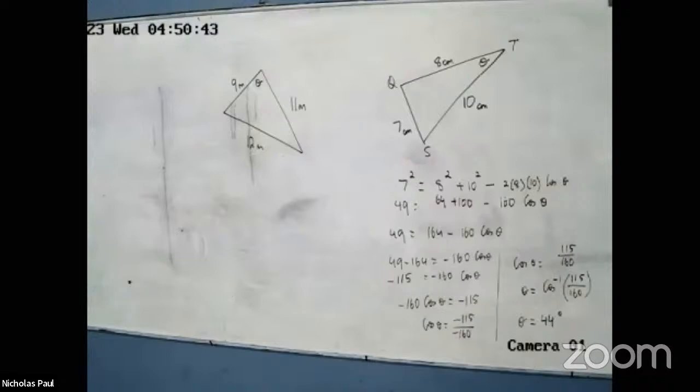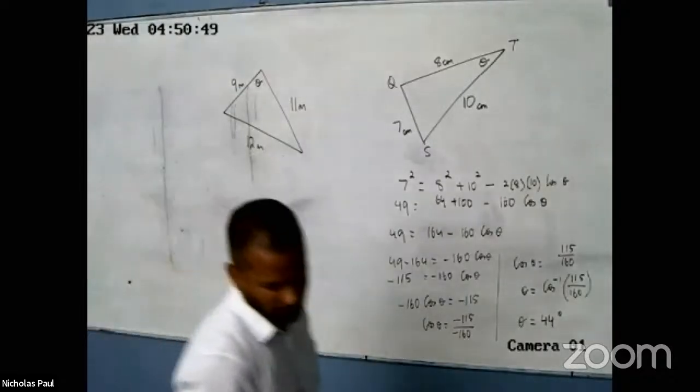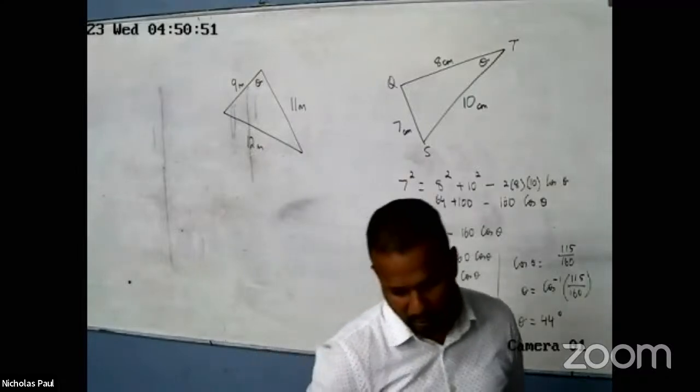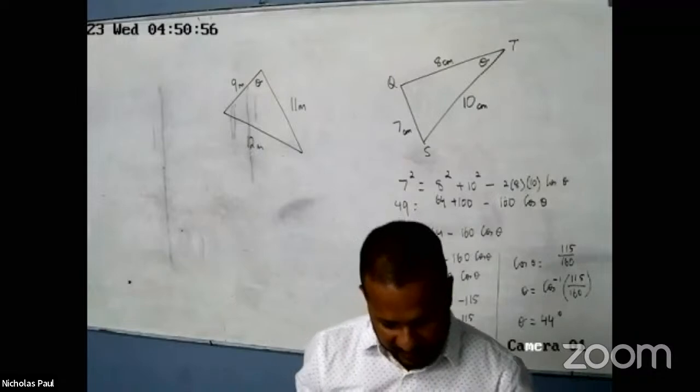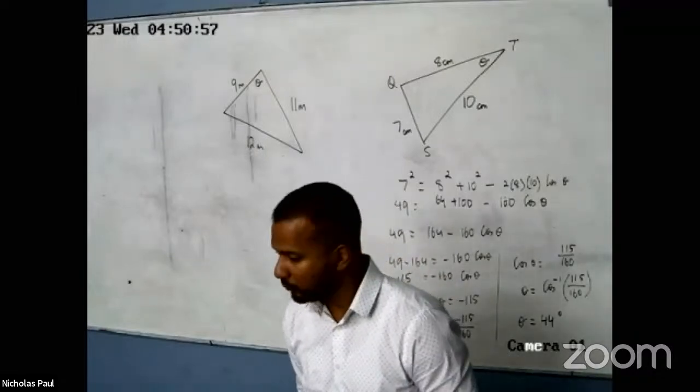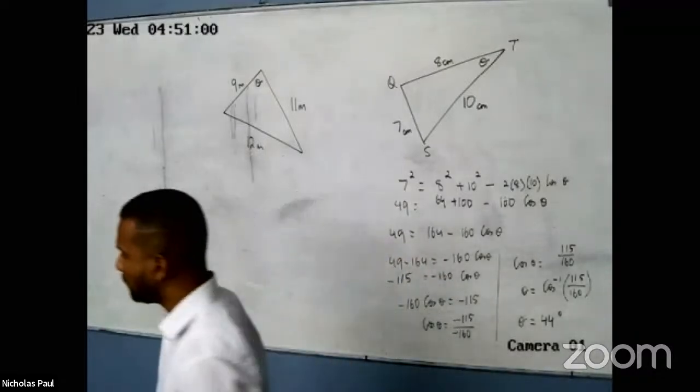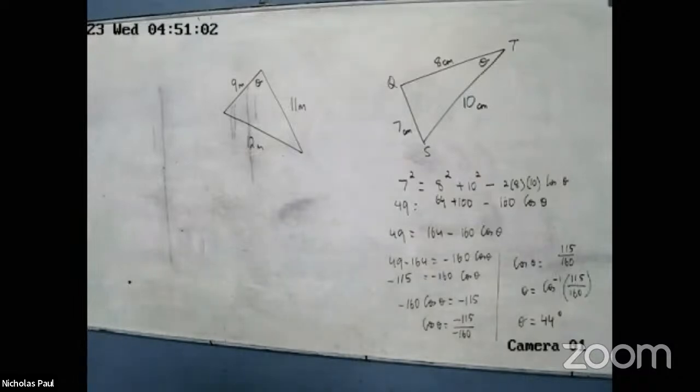So, let's say the answer is like 72.97. Could you round it off to the whole number or just leave 72.97? Round it off to the whole number. Message your answer to the nearest degree, right?